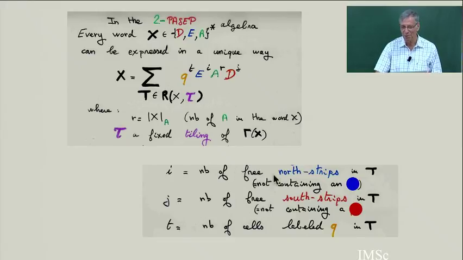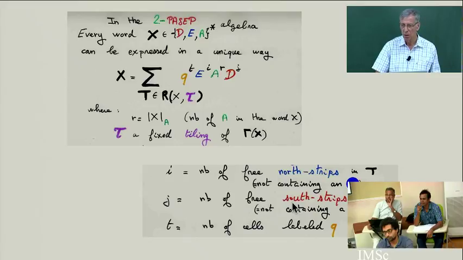So again, we call this the free northeast strip. Free means that there is no blue particle in this northeast strip. Or the free south strip, there is nobody in this strip. So A is a green particle. And A is a black particle and B is empty. I think so. Yeah.